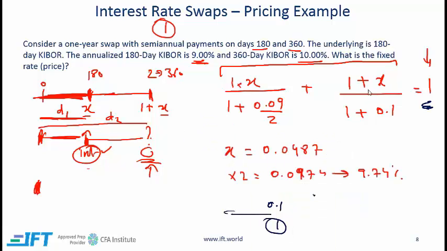So when you solve for x, what you should get is 0.0487. So 0.0487 represents the fixed payment every 6 months on a $1 principal. This is every 6 months. So if you need to give an annualized rate, you take 0.0487 and multiply by 2, you get 0.0974. So your fixed rate is 9.74%. So what we have done here is that we have priced this very simple swap.